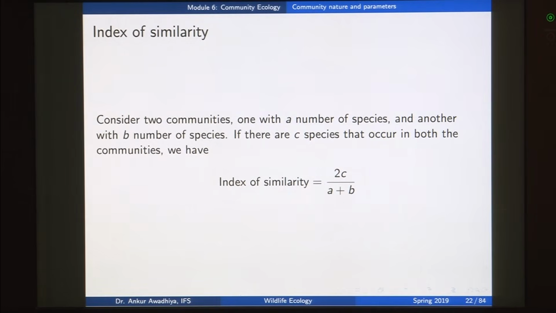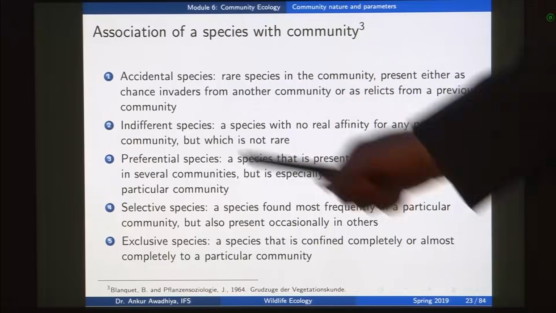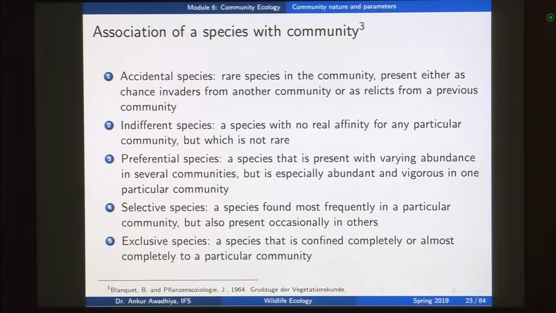So, on the basis of index of similarity, we can ask the question, how many species are there that are common between both of these communities, and depending on the association of different species with communities, we can have accidental species which are rare species which can be found in different communities. So, they are randomly found in different communities, or you can have indifferent species which are not rare species, they are available in plenty, but still they do not have a preference for any particular community. So, they can be found in any community.